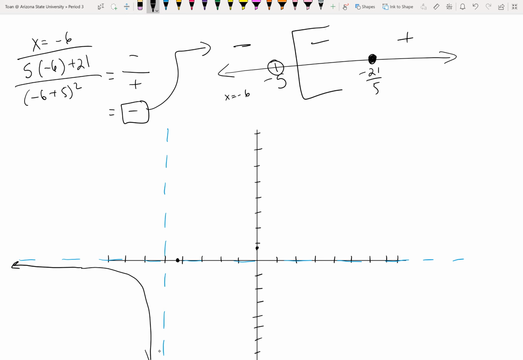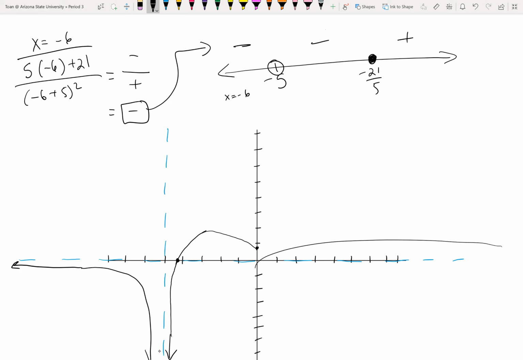Now, to the right of the vertical asymptote, he needs to stay negative. So I know he won't be up here. That would be wrong. Because he has to stay negative, he's going to start down here. He has to hit the x-intercept. Now, to the right of the x-intercept, he's going to be positive. So I know he's going to stay up here. But because this guy is a y-intercept, I know he's going to have to curl back down.